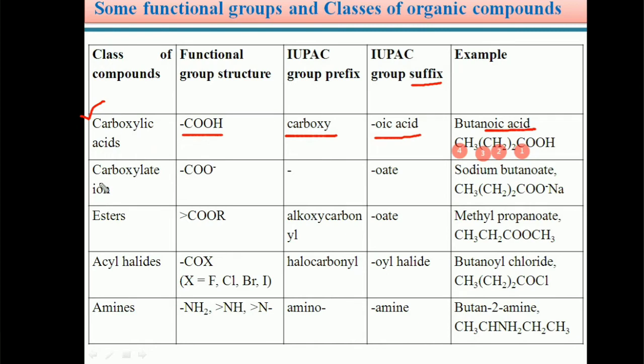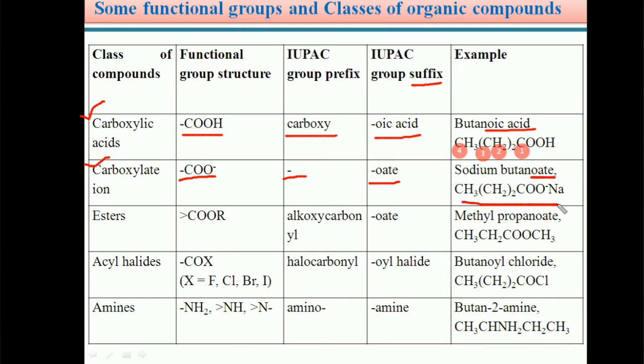The next class of compound is the carboxylate ion. The functional group structure for the carboxylate ion is COO minus. It does not have any prefix. It is generally present as a preferential or principal functional group, and the IUPAC group suffix is oate. For example, sodium butanoate. In sodium butanoate, see oate. Here 4 carbon atoms are present in this organic compound. This is a salt.